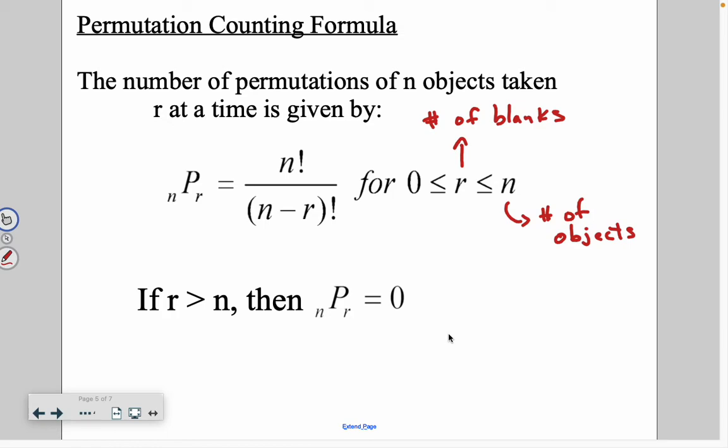Okay? If you had, let's say, 10 blanks, but you only had 5 objects, there's no way to fill 10 blanks with 5 things. That's what this says. If R is greater than N, your answer is 0. There are no ways to do that. You have to be able to fill all the blanks, all of the spots. Okay? So this is what a permutation is. It's kind of the definition of it.